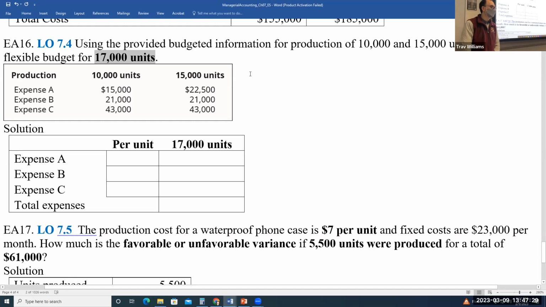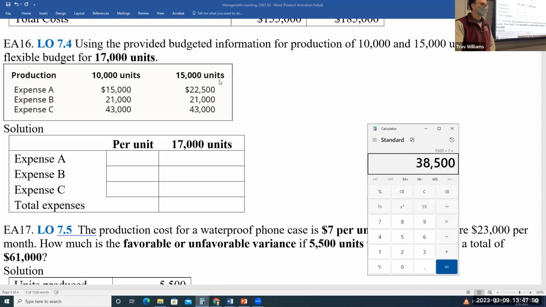So starting with expense A, what is our per unit cost of expense A? Okay, and how'd you get that, Zay? $15,000 divided by the 10,000 units. Okay, you take the $15,000 of costs for expense A divided by the 10,000 units that was based on. Yeah, you get $1.50. Or you could also do that over here. You could take the $22,500 of cost for expense A divided by the 15,000 units that was based on. You also get $1.50. So we see clearly expense A is $1.50 per unit.